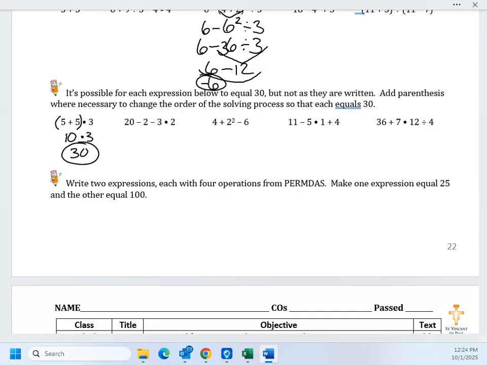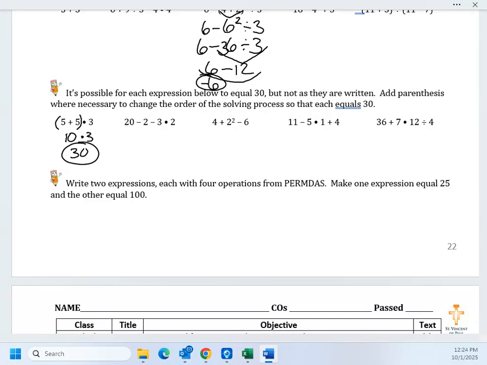You might put in one set of parentheses. You might put in two sets of parentheses. But every one of these expressions we can make equal 30. So you have to play around with that number sense. What numbers do we want to add or subtract before we multiply or divide? Where do I need to put those parentheses?